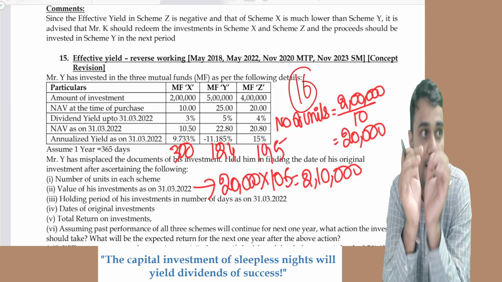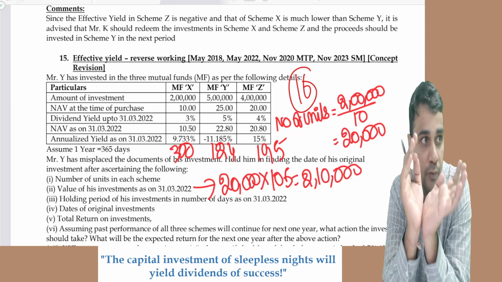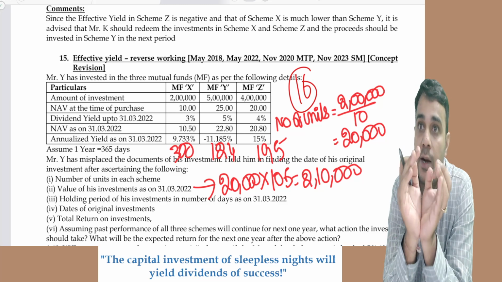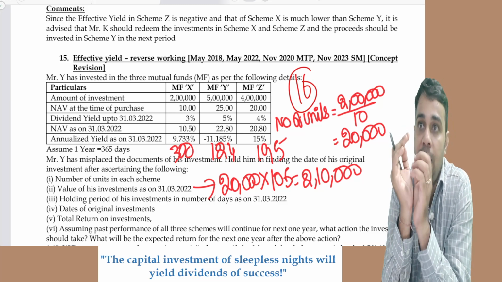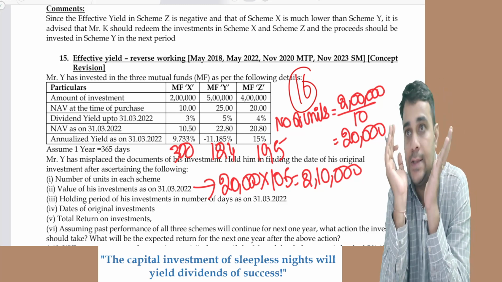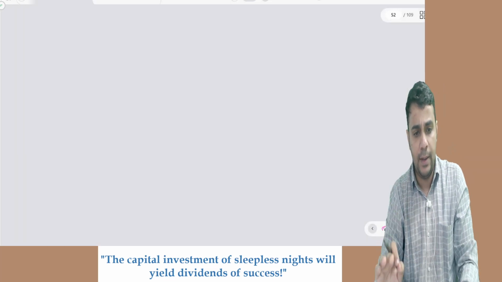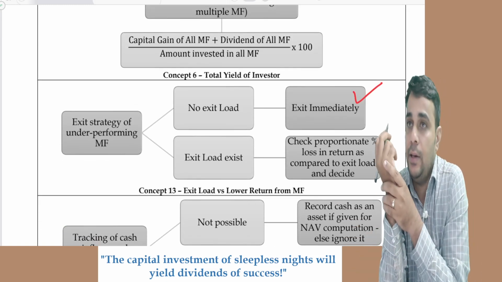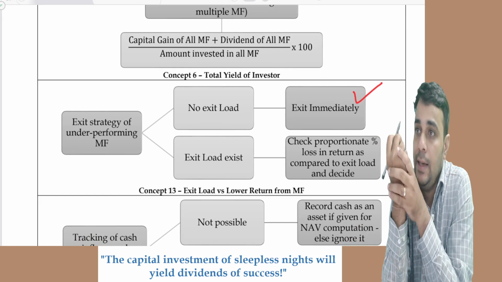MFX, what I said, I will play a waiting game. Why am I waiting? Because it makes sense to wait for another 65 days and save 5% exit load. I'll come to Y in a minute. No exit load, exit immediately.